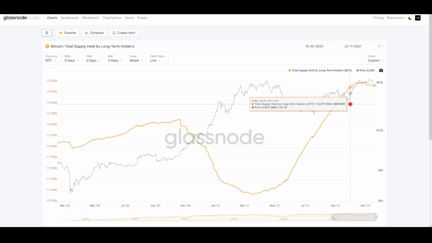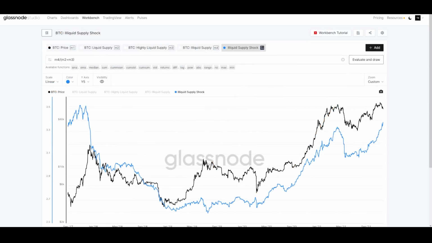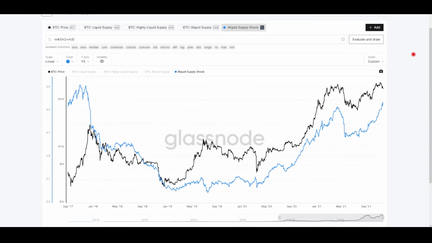Their sentiment remains confident. They are not yet ready to exit the market, which means that these prices are not good enough for them. So we've got a bullish dynamic in long-term holder supply. Here is illiquid supply shock. We've looked at this a bunch throughout the course of this channel, and many of you might be pretty familiar with this chart by now.